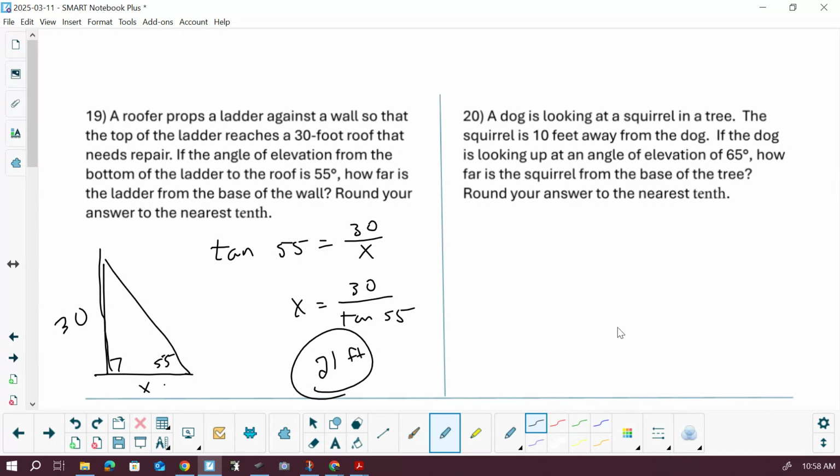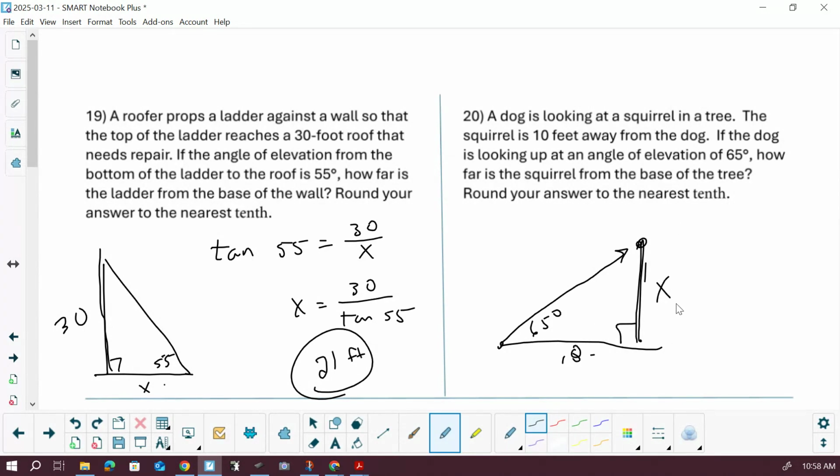Dog is looking at a squirrel in a tree. Squirrel's 10 feet away from the dog. Dog, squirrel, tree, ground. Dog is looking up at an angle of elevation of 65 degrees. Looking up to see that squirrel. The squirrel is 10 feet away from the dog. If the dog is looking up at an angle, okay. How far is the squirrel from the base of the tree? That's what it's looking for.